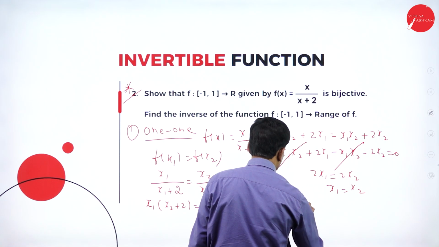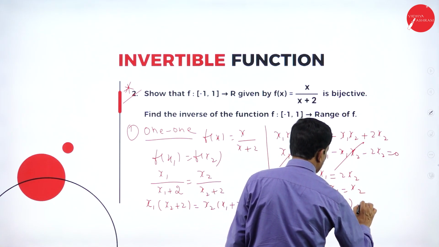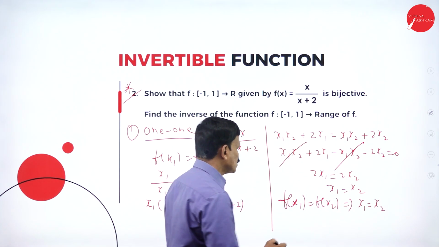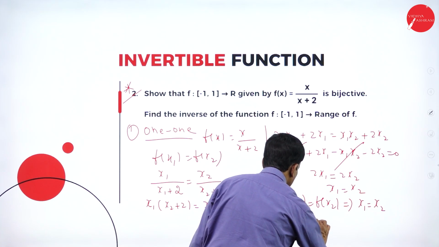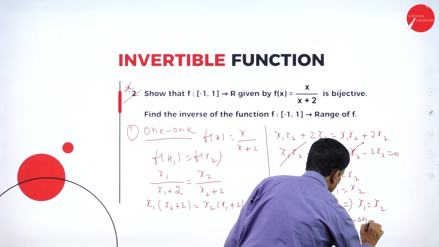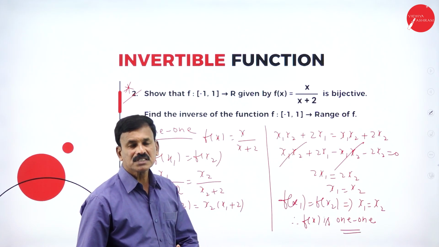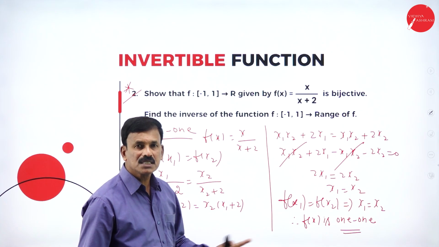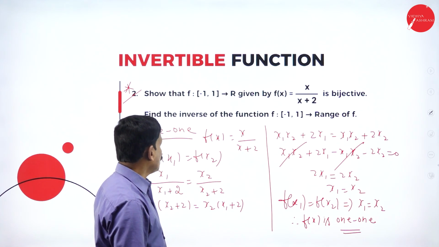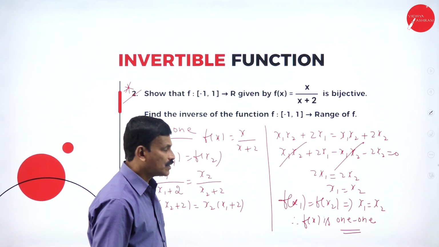That means f of x1 is equal to f of x2 implies x1 is equal to x2. Therefore, f of x is a one-one function. If f of x1 is equal to f of x2 implies x1 is equal to x2, then f of x is a one-one function. Now, the first part is finished. Now, verify whether it is onto or not.